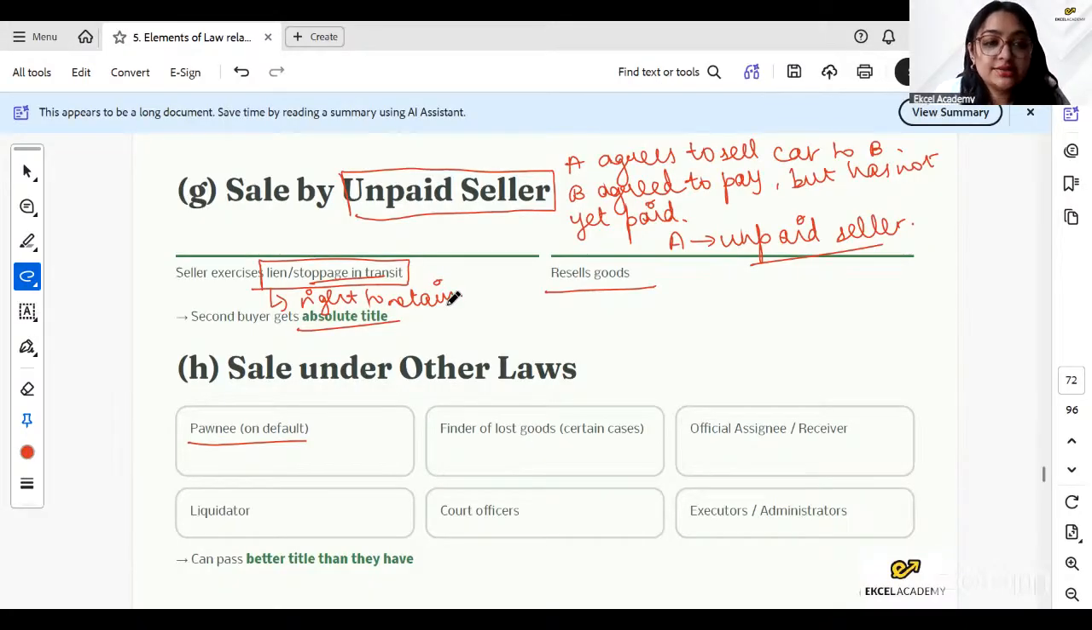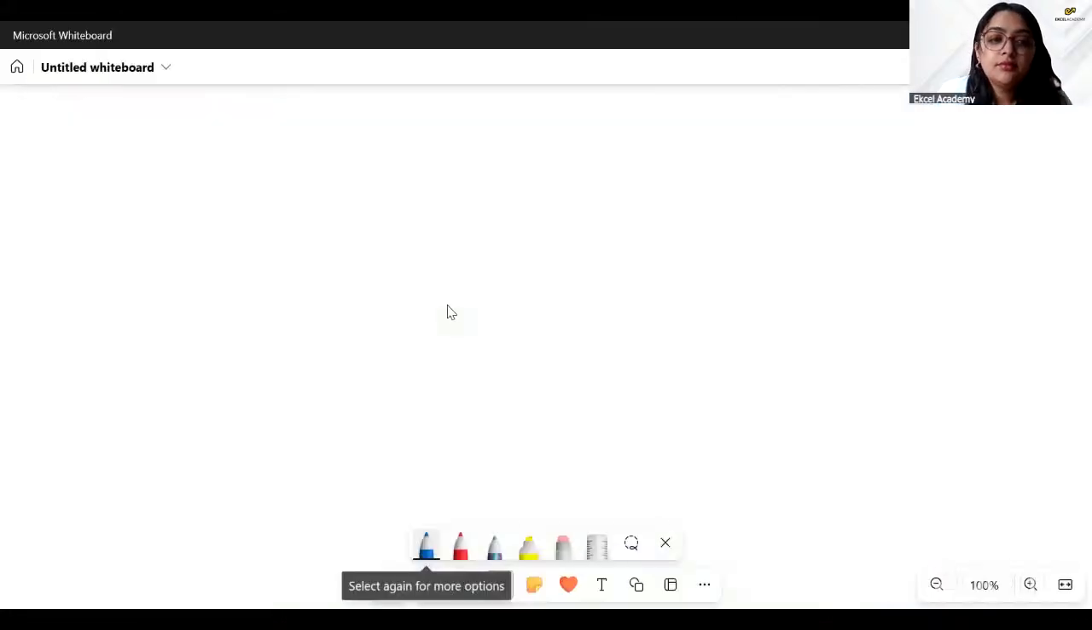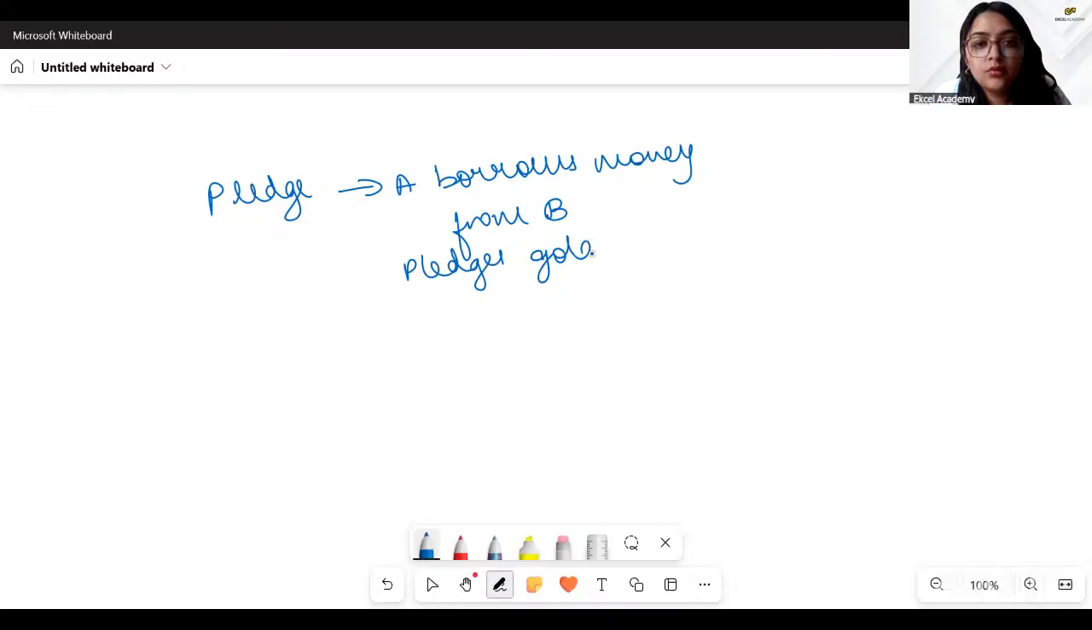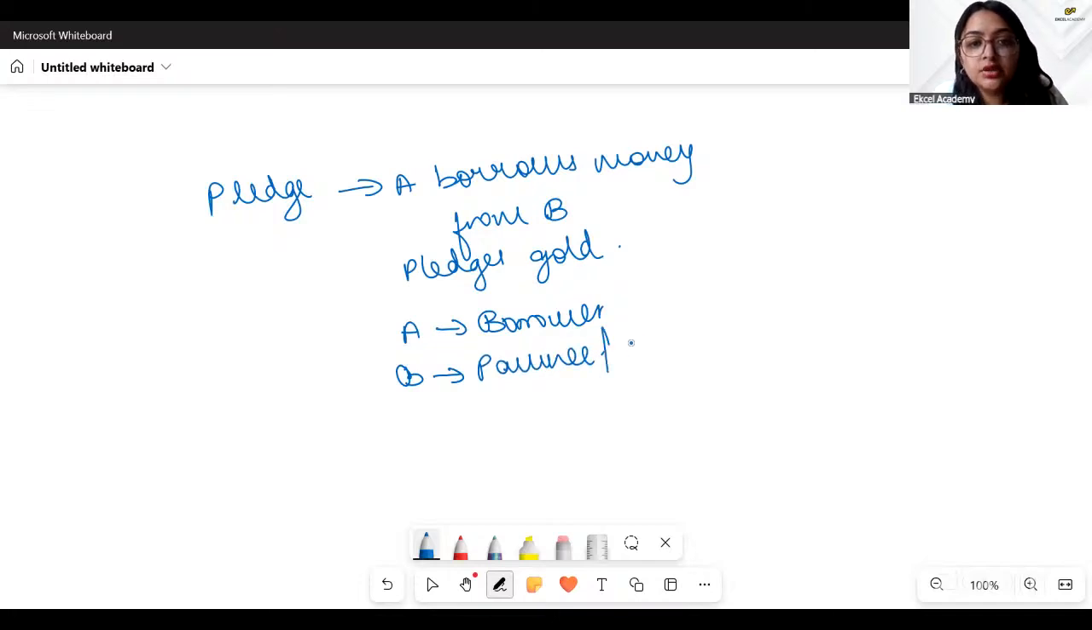Let's just understand this with an example. In case of pledge, A borrows money from B and pledges gold. So A is the borrower, and B is the pawnee, or pledgee. That is, you have pledged your gold with B. Now what happens?